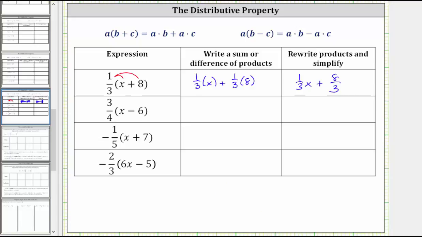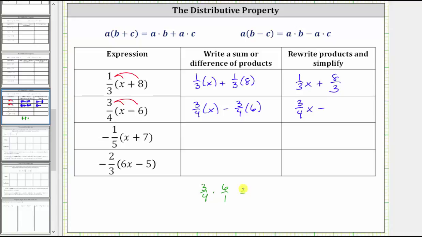Next we have 3/4 times the quantity x minus 6. To determine the product, we distribute 3/4, which gives us 3/4 times x minus 3/4 times 6. And now we determine the products. 3/4 times x is 3/4 x, and then we have minus 3/4 times 6. Let's show that product below. We have 3/4 times 6, or 6 over 1.